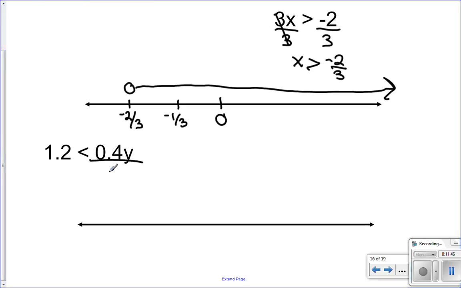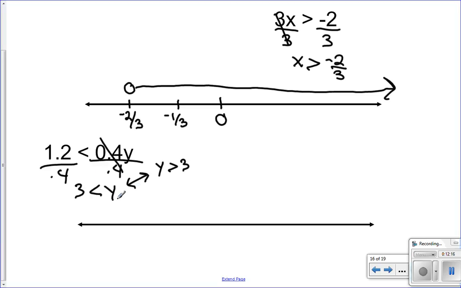For this one, I divide both sides by 0.4, meaning how many times does 0.4 go into 1.2? And the answer is 3. So I get y is greater than 3. For this one, it says 3 is less than y. If it helps, change it so your variable comes first. These two are the same thing. 3 is less than y, or y is greater than 3.